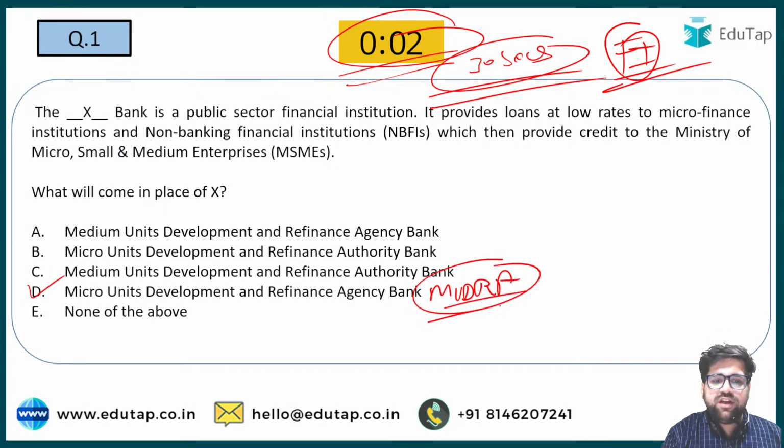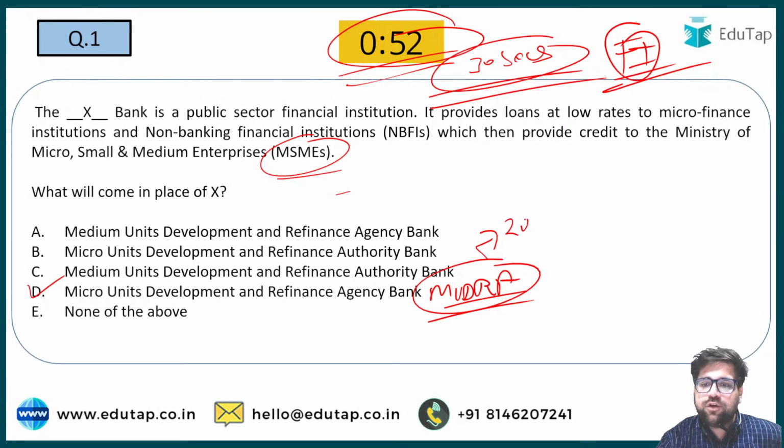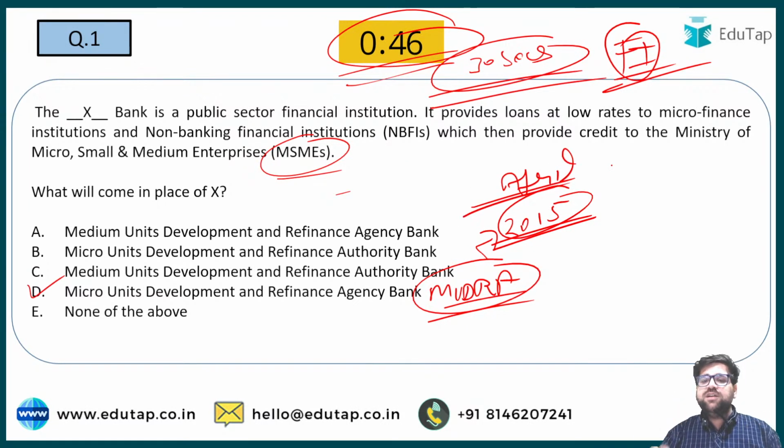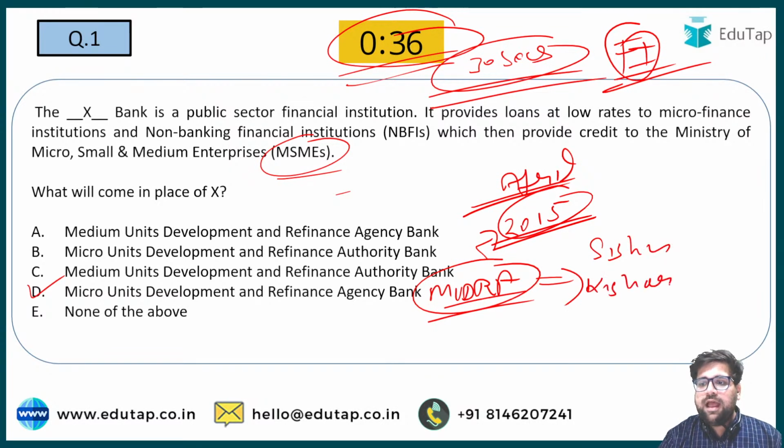That is Micro Unit Development and Refinance Agency. And just to add to your knowledge, Mudra is a particular bank which helps in the development of MSMEs. Most importantly, please note that Mudra was launched in the year 2015 in the month of April itself. If you see the current affairs, Mudra is very much in the news. And if you go deep into this scheme, you will find that there are 3 types of loan which are given: the first is Shishu, Kishore, and Tarun.